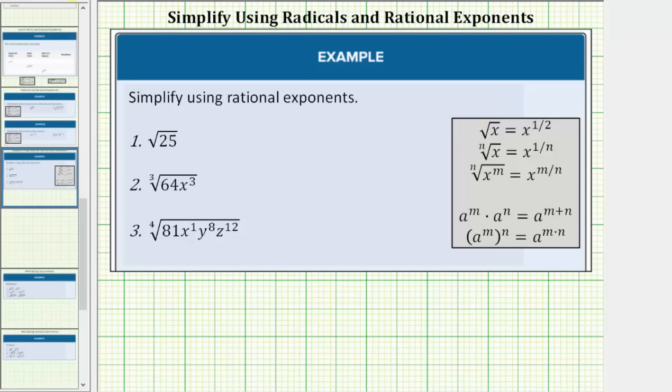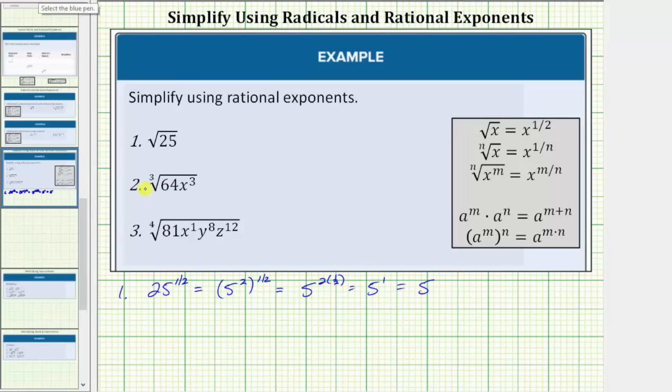So going back over to our examples, for number 1, the square root of 25 is equal to 25 raised to the power of 1/2. 25 is equal to 5 times 5, which equals 5 squared. So we have 5 squared raised to the 1/2 power. In this form, we have powers raised to powers, and therefore we multiply the exponents given by this exponent property here. So we have 5 raised to the power of 2 times 1/2, which equals 5 to the first, which equals 5.